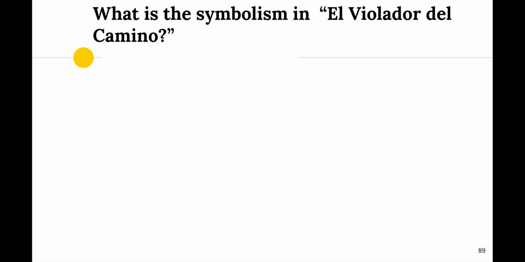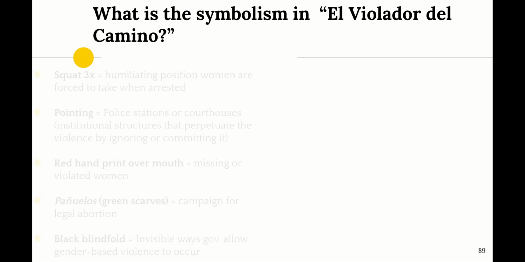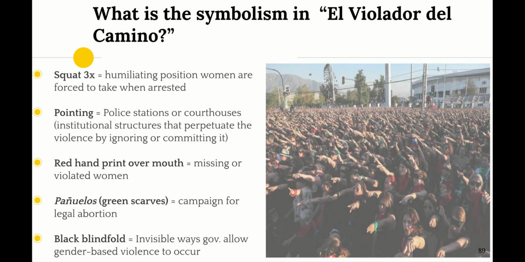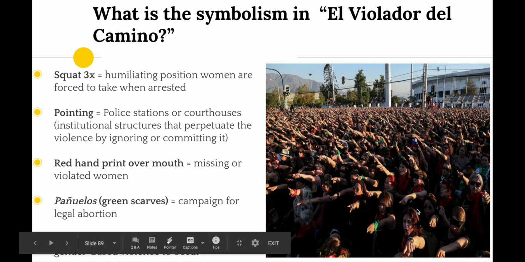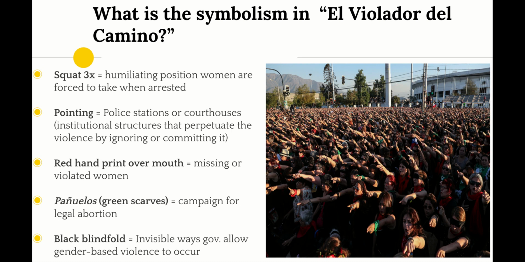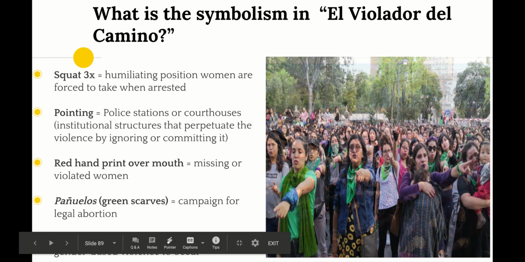Great. So happy that you thought about that. What is the symbolism that exists in El Violador del Camino? So we see that the women squat 3 times in the video. And you can see here, this is the best picture I can get. This is the humiliating position women are forced to take when arrested. I know the video talked about this a little. I just wanted to recap because I thought it was fascinating, all that went into this.